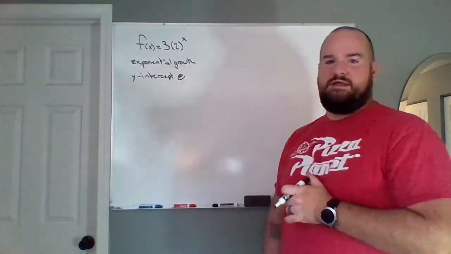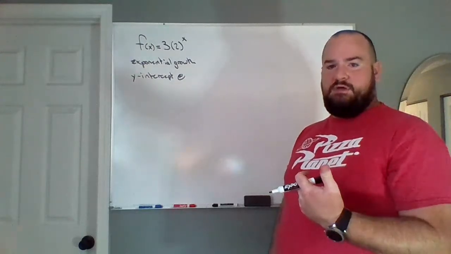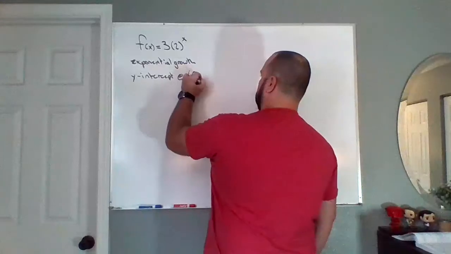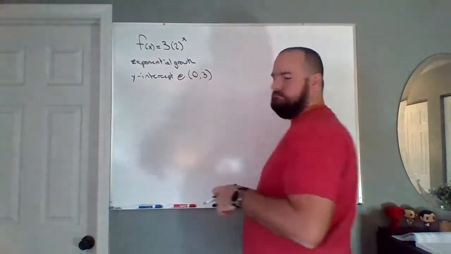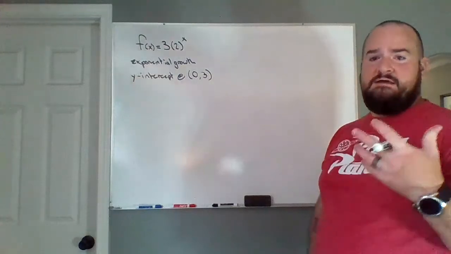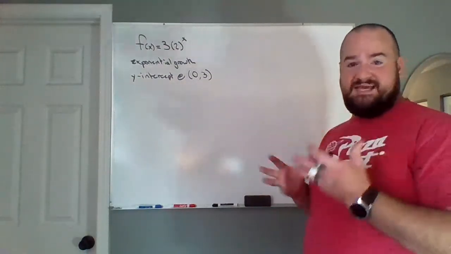A good old internet @ symbol. Right, our y-intercept is at 0, 3. Perfect. So I want to look at this function as x goes around, so I want to create a table.